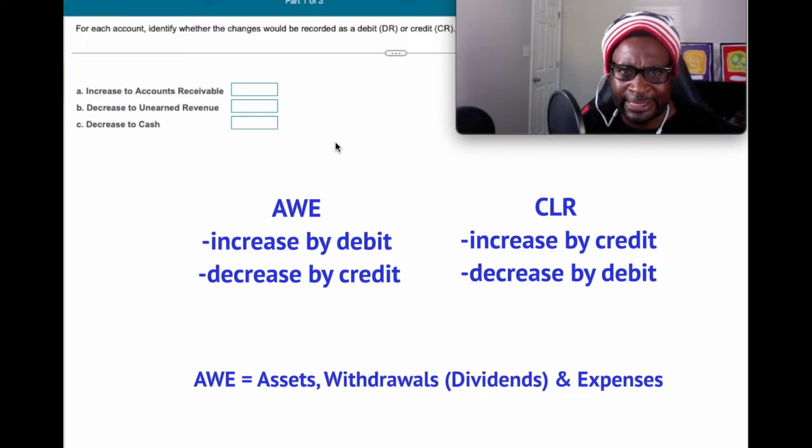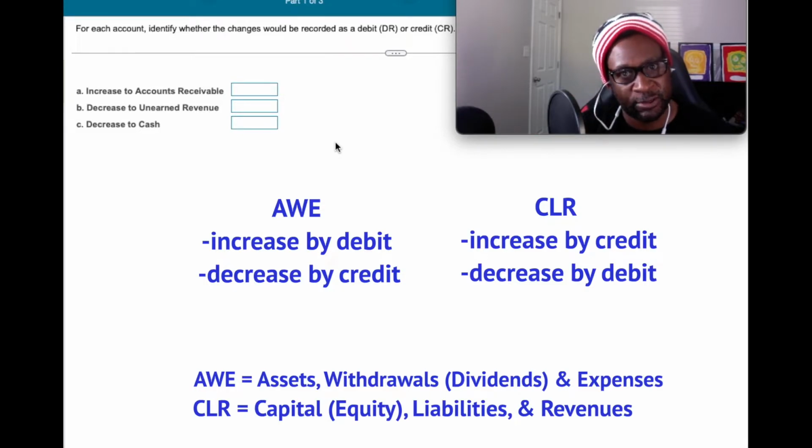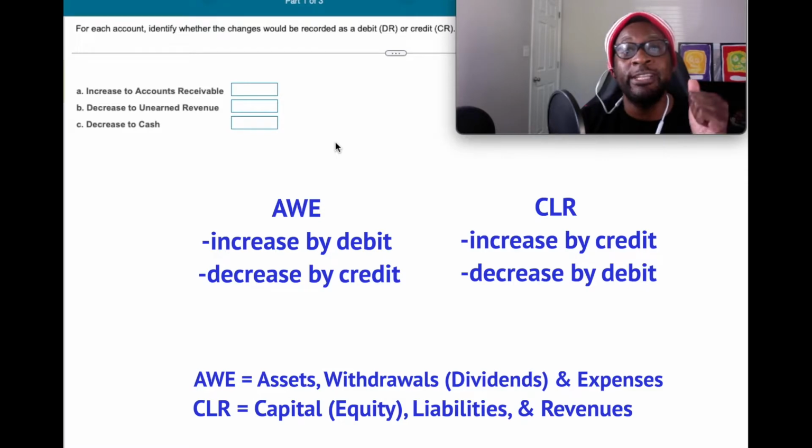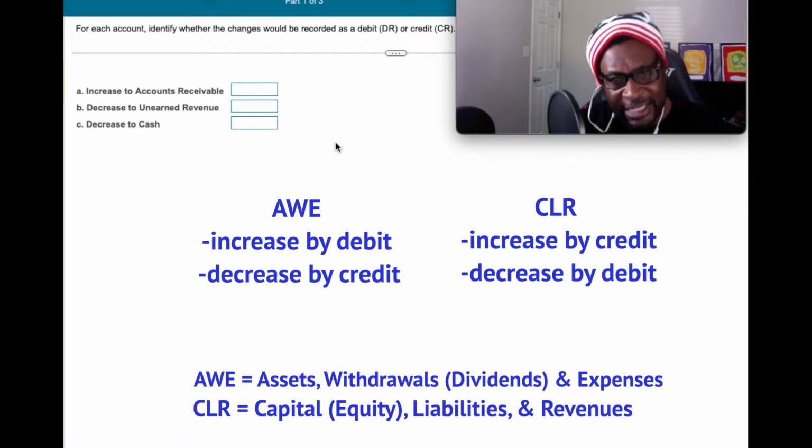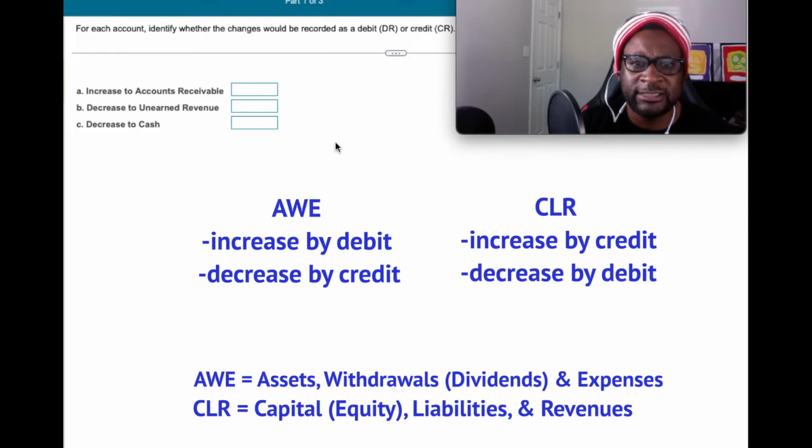Well, what about the CLR game? The CLR game, we have capital, which is also known as stockholders' equity, liabilities, and revenues. Any accounts that fall in the CLR game will always increase on the credit side. Likewise, when it's time to decrease these particular accounts, we're going to decrease them on the debit side. So how about we use the AWE CLR system to satisfy the requirements for this problem?